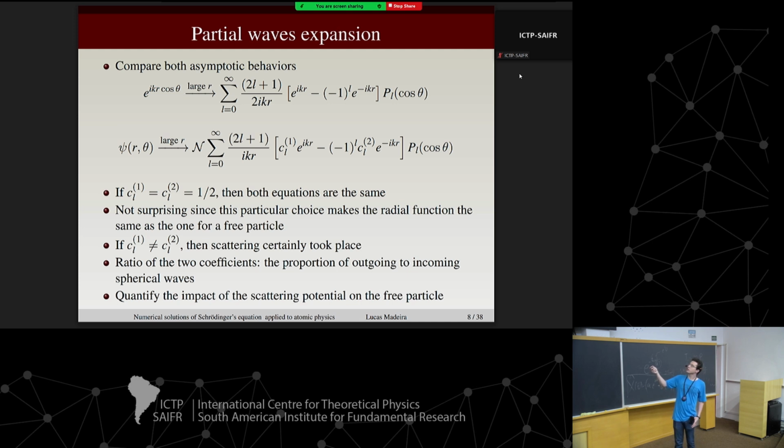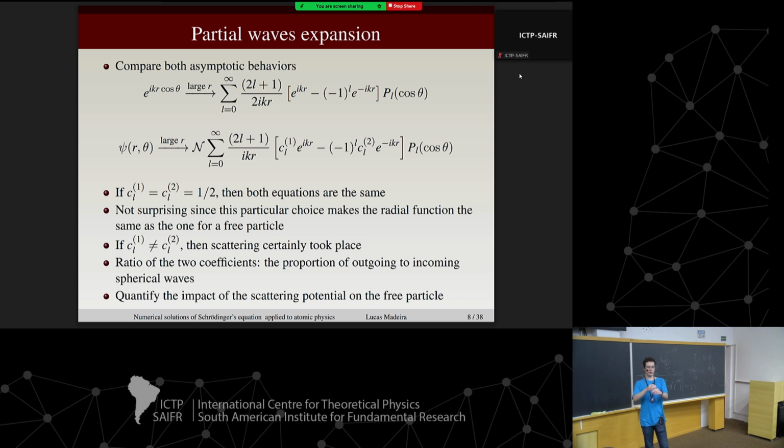So I have two coefficients that I need to determine in this asymptotic behavior of my full wave function, the wave function that encompasses everything. Well, if I take them to be equal and equal to half, I get exactly the same equation as the one for a plane wave. This shouldn't be surprising, because if I'm choosing this very special combination of coefficients, it's really the free particle solution, okay? So what I'm saying is there was an incoming plane wave, the scattering center, and then there was an outcoming plane wave as well. So V must be equal to 0.